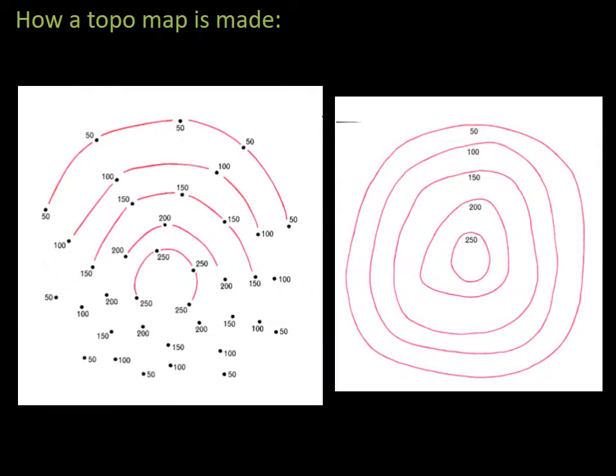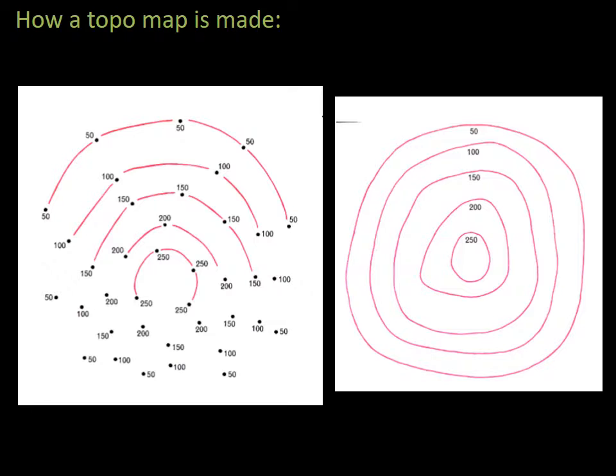So here we are with another simple example to try to better understand how a topographic map is made. On the left here, what we're looking at is a hypothetical landscape. We're looking down from above in bird's eye view, so to speak. And imagine someone has gone out and measured the elevation at a number of points on this landscape. Each of these numbers represents the elevation above some baseline.